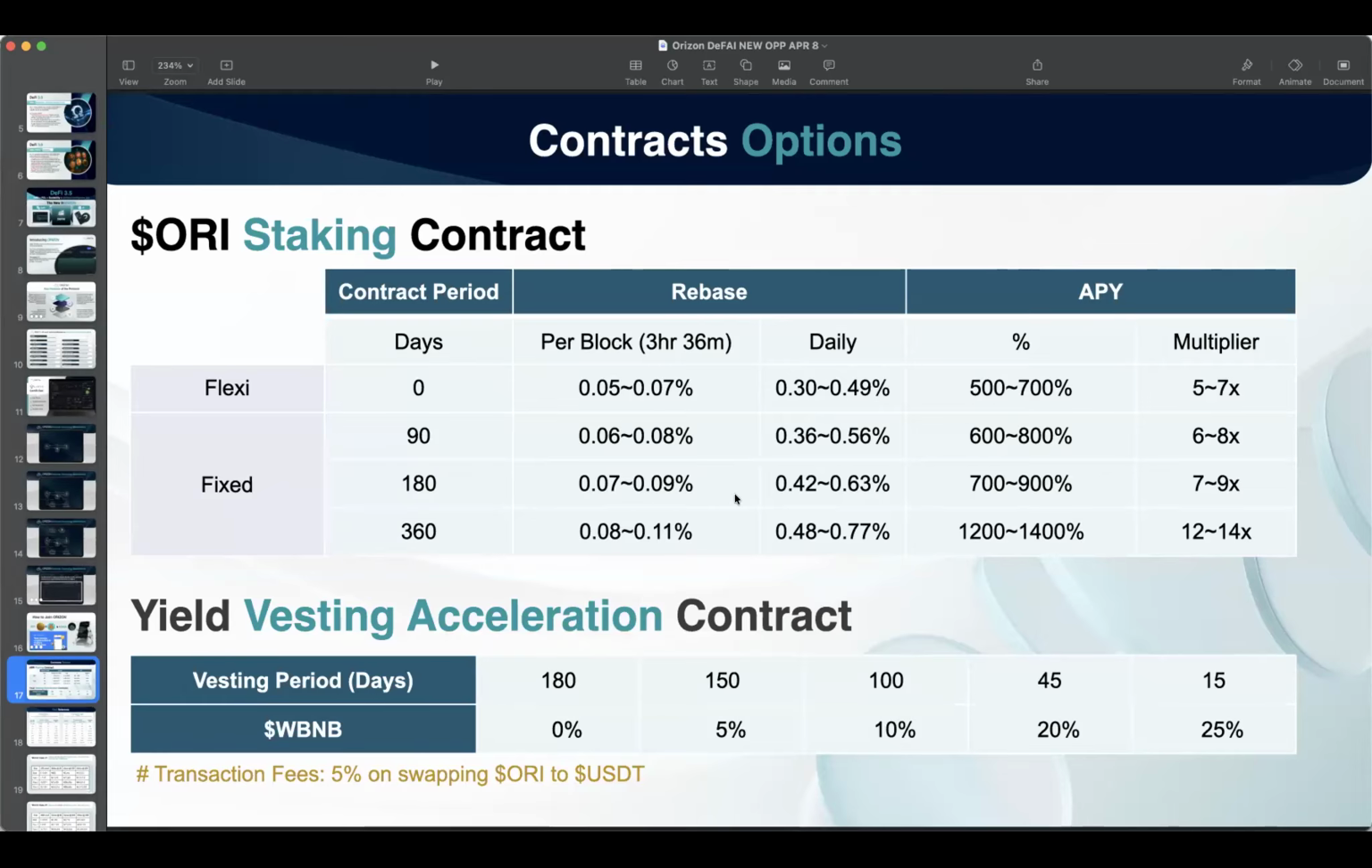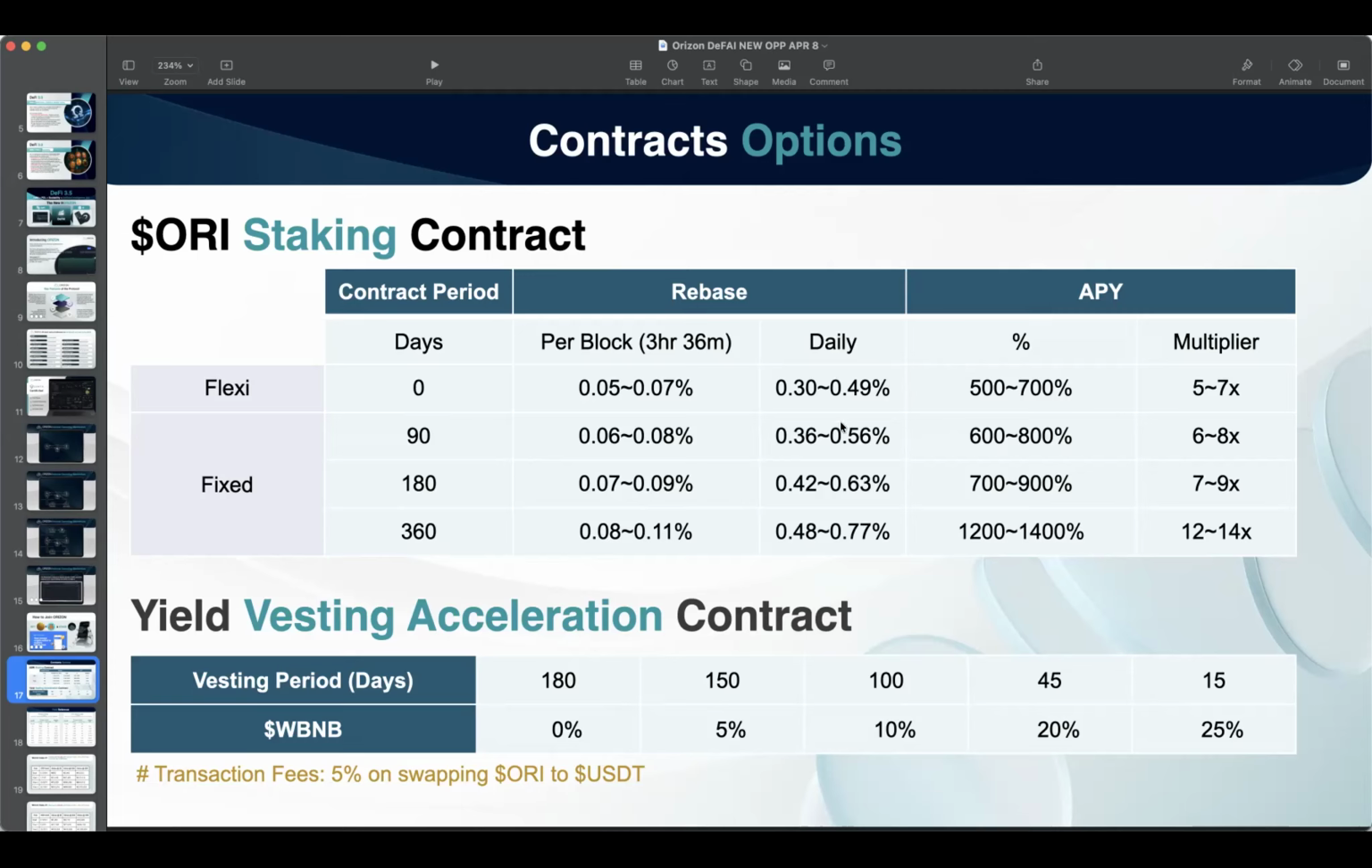Before we talk about what happens if you put in money, remember, you can do what they call flexi, or you can do what they call fixed. Flexi means that you're not locking your money. Your money is open. You can take out your money anytime. Fixed, you can do 90 days, 180 days, and 360 days.